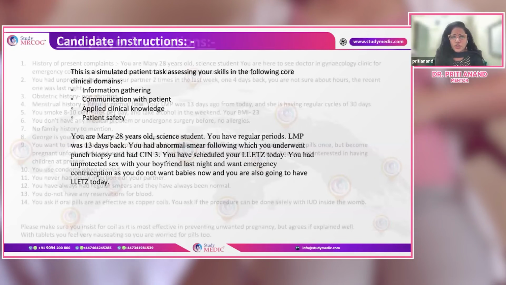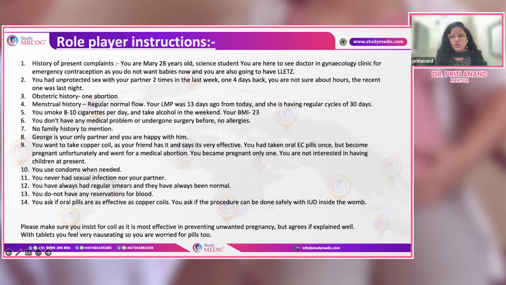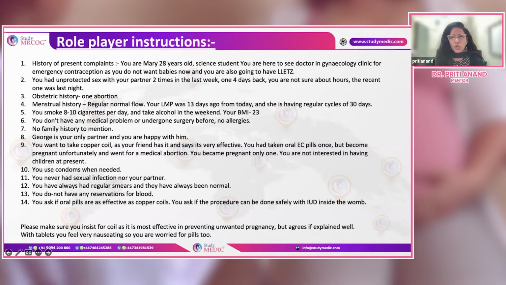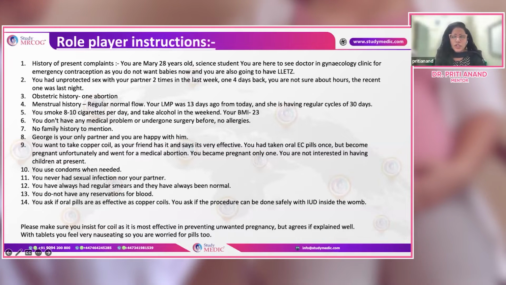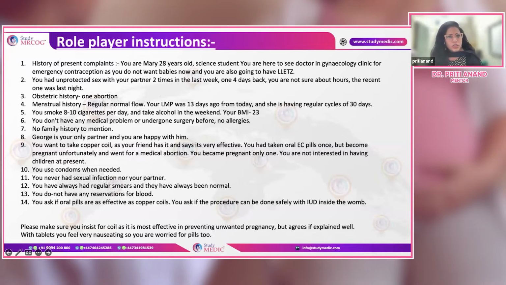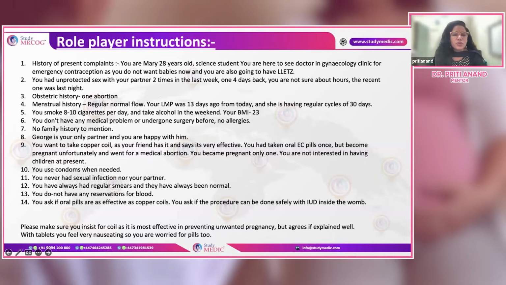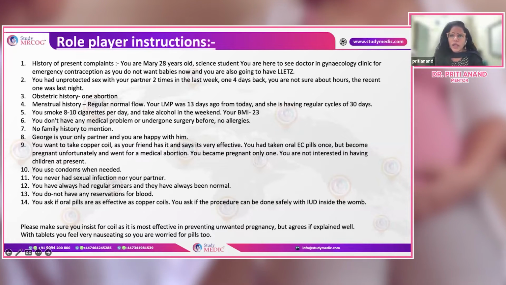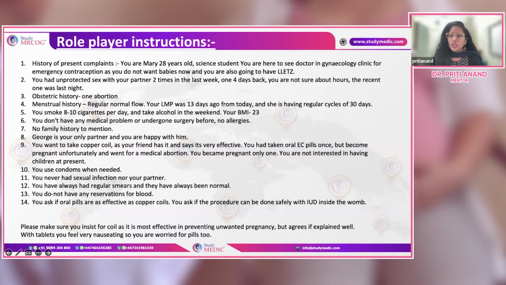So what do we need to do? Very important, role players will have a detailed script about the history of presenting complaints: that she's 28 years old, coming to the gynae clinic, has LLETZ today, and wants emergency contraception. So she has to work today. Mary had unprotected intercourse with her partner 2 times in the last week. One was 4 days back. She's not sure how many hours ago, but the recent one was last night.